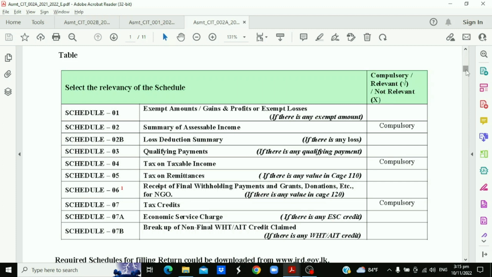Therefore, we always point out that before you go to submit, you have to collect all the information. If you have properly arranged, collected information, you can complete it within a shorter time. Then, when you are submitting, first you have to select which schedules you are going to submit, which schedules are relevant for your submission. On this table, schedules 2, 4 and 7 are compulsory, others are submitted only if relevant.